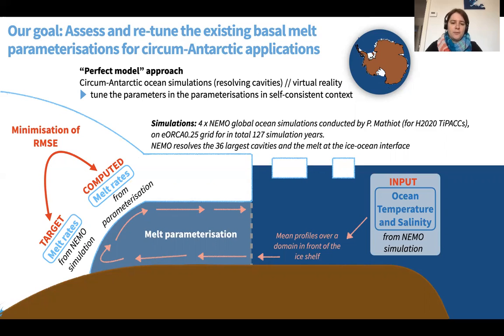Then we put them into the melt parameterization, and we minimize the RMSE between the computed melt rates from the parameterization and the target melt rates from the NEMO simulation. And we do this not for every point, but we always compute the integrated melt over the 36 ice shelves and 127 years.